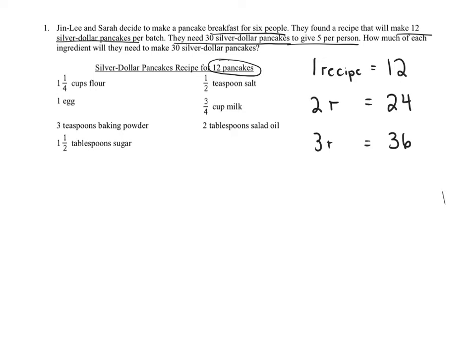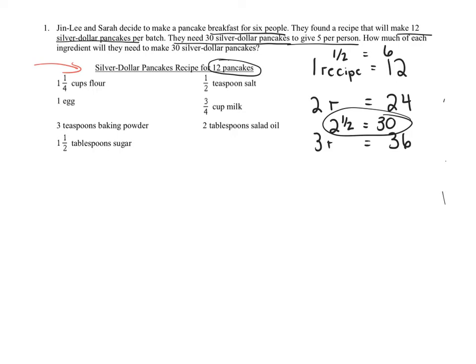So if you think about it, half of this recipe is going to give me 6 pancakes. If you think about 2 and a half, 2 gives me 24, the half gives me 6. That gives me exactly 30 pancakes. So they are going to make this recipe 2.5 times, and we need to find the ingredients.